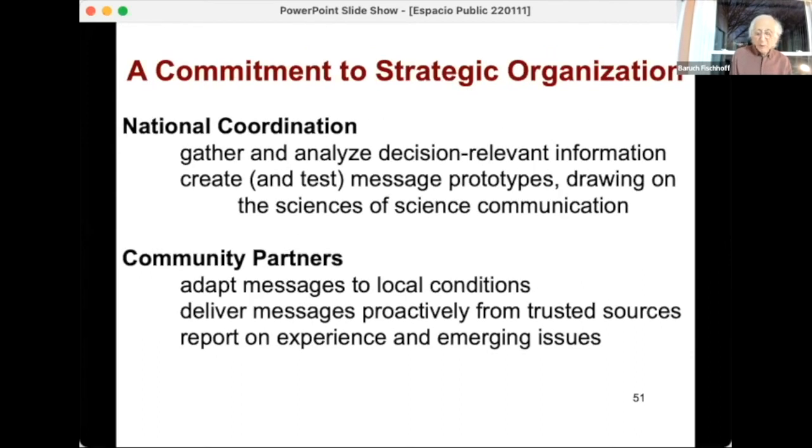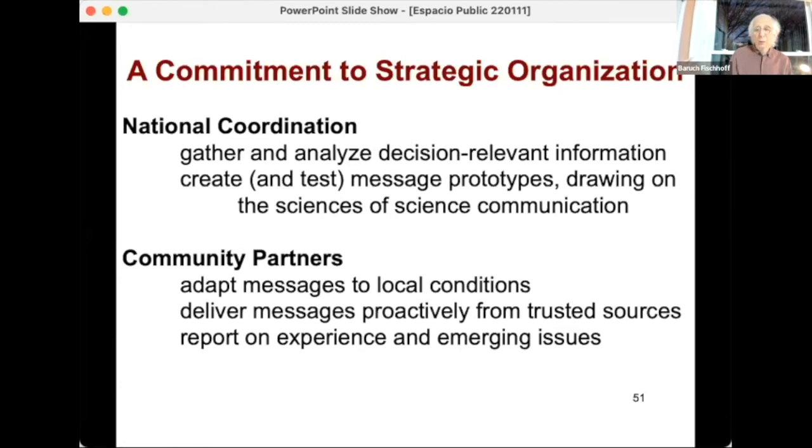absorbing the facts. The committee also had a commitment to strategic organization of its communication activities, a combination of a top-down and a bottom-up approach. We recommended national coordination, that somebody, perhaps CDC, perhaps FDA, perhaps a unique body, would gather and analyze the risk and relevant information. That is, what is our cumulative knowledge about the effectiveness of face masks or the risks from surfaces? What is our cumulative knowledge of vaccine safety and effectiveness? And this national body would create and test message prototypes that drew on the science of science communication, so that we would be talking about these things in common terms that people understood, and there would then be community partners who would adapt the message to local conditions.